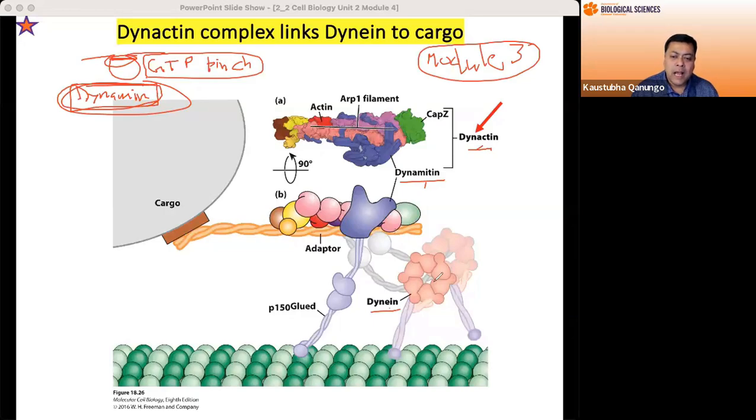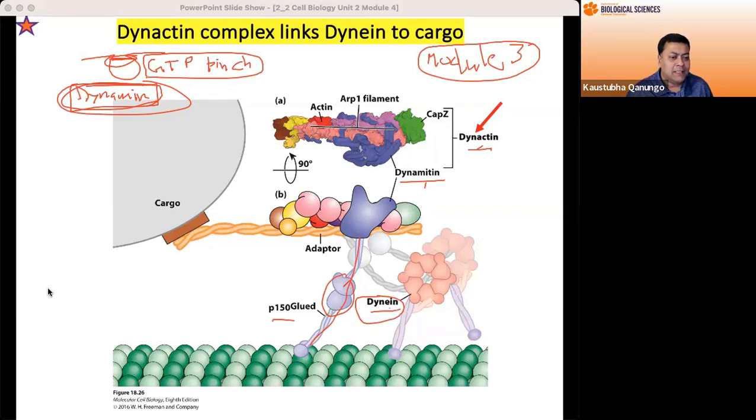So dynein is the motor, remember that. And this p150 Glued is a 150 kilodalton protein, and this is associated with this whole dynactin complex. The individual protein names are not necessary. And this is associated with an adapter and binds to the cargo.